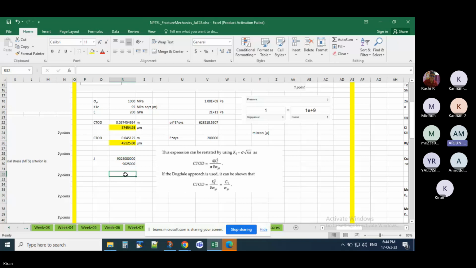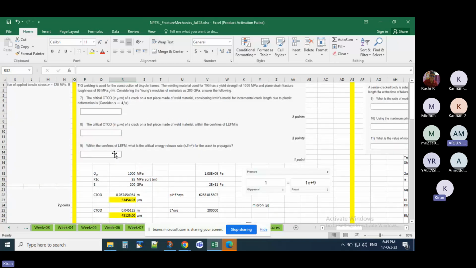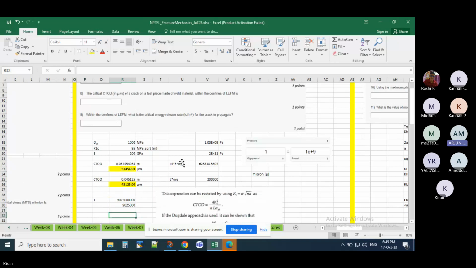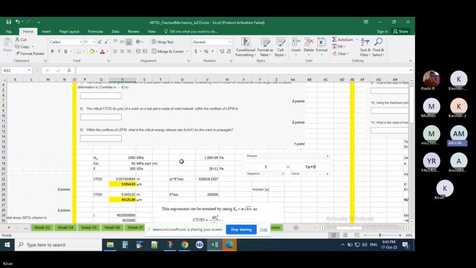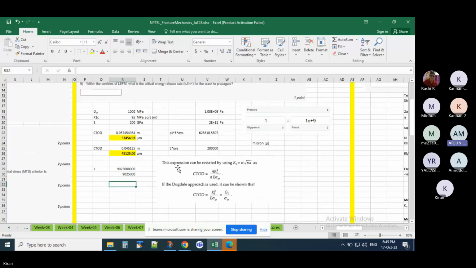Oh, okay, you're telling the full. So that's for energy, right? The final one is the energy release rate, mechanical energy release rate. It will be yield strength into the CTOD which you got in the previous question number 8. Oh, sorry, my mistake. Actually, it will be like Anirudh said, K1 square by Young's modulus.